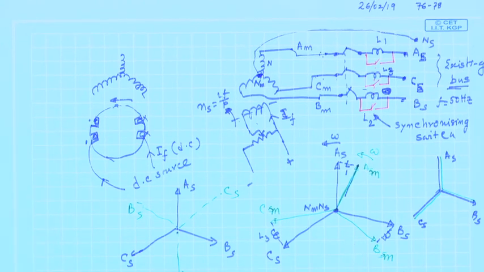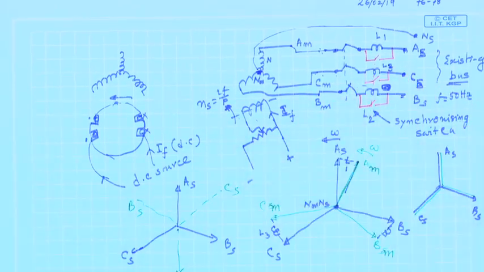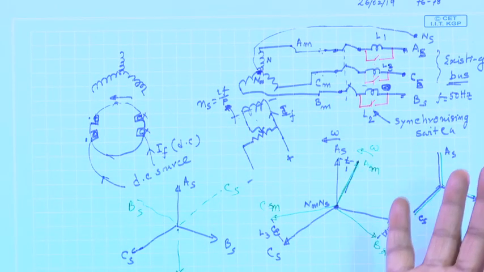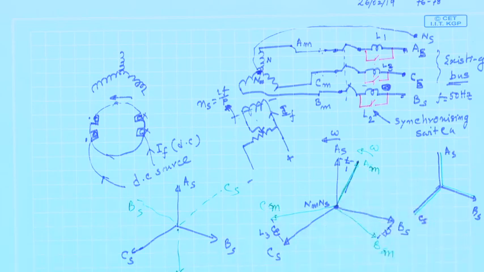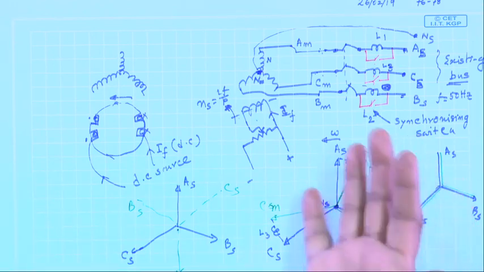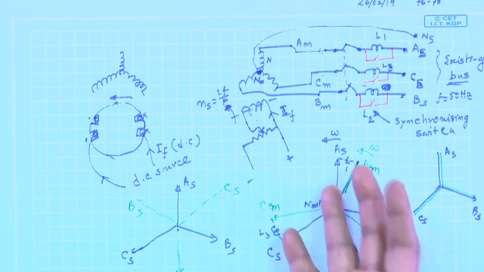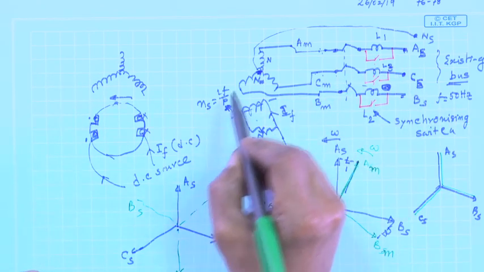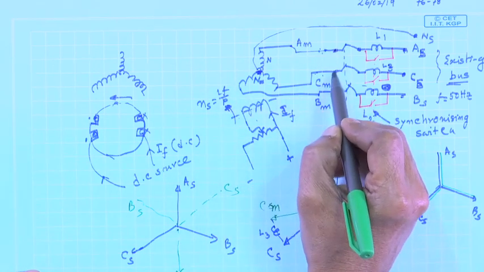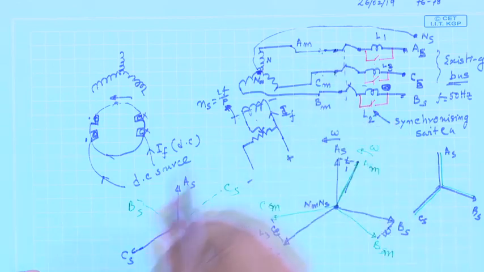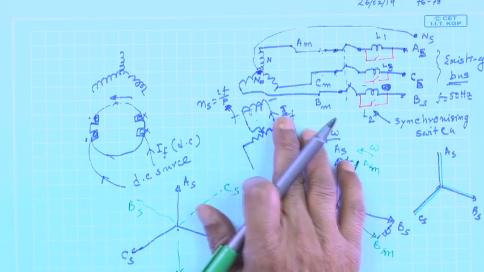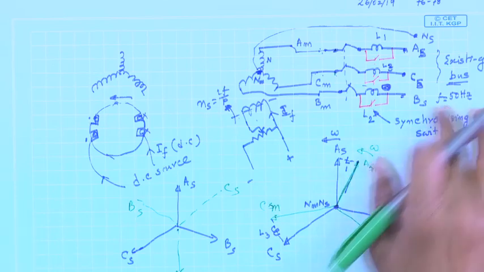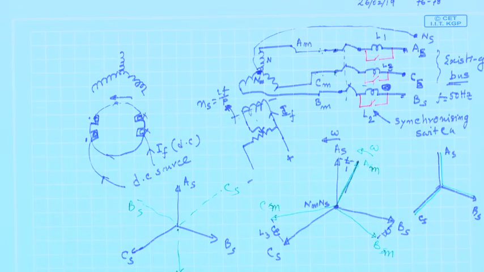But as I have seen, if these two frequencies are exactly the same, there are so many options of brightness. It may be anything, it may be all bright, all dark, or any sort of brightness, and that brightness will be maintained. Therefore, to initiate synchronism, what you have to do is this: make the frequency of the generated voltages across the machine terminals slightly different with respect to the bus frequency. That is the crucial point.